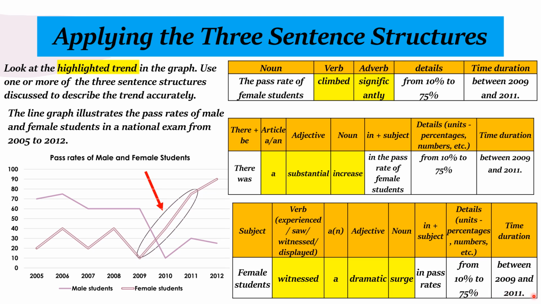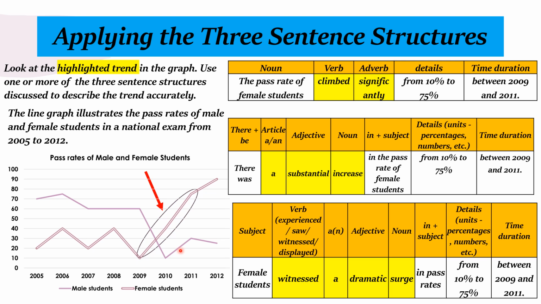An example using the third structure is: female students witnessed a dramatic surge in pass rates from 10% to 75% between 2009 and 2011. Notice that in each sentence, the core trend remains the same, but the structure and vocabulary change. Compare these sentences with your own and check if you have used the correct sentence structures.